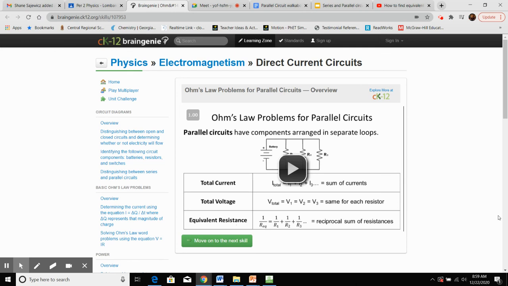This little video walks through essentially what I did, at a very quick pace without a full-blown example problem. But the exact equations are here. IT is equal to I1 plus I2 plus I3. It's the sum of all the currents. The total voltage is the same for each resistor. And then we have our RT equation. So then we go on to the next thing.